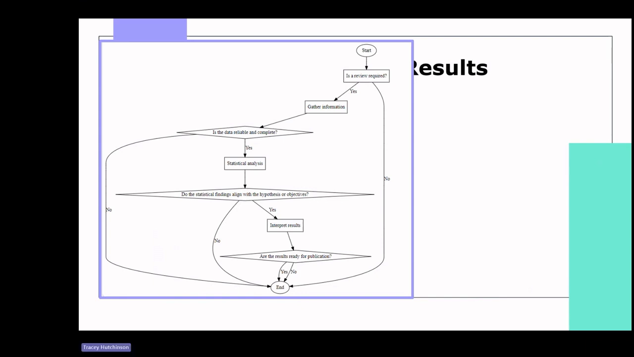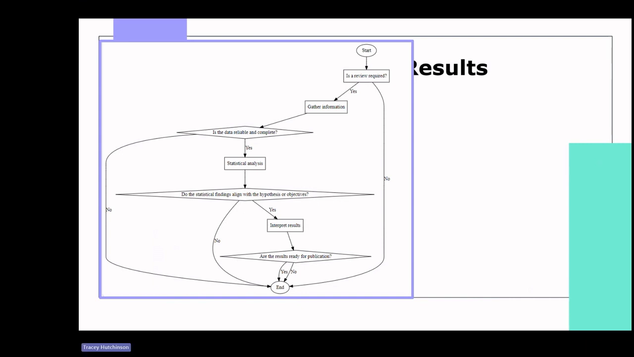Step 2, collect all relevant information for the review. So gather information. Step 3 is another decision point. Is the data reliable and complete? If yes, proceed to the next step. If no, end the process and highlight data issues. Moving on to step 4, statistical analysis, where you perform a statistical analysis based on the data.